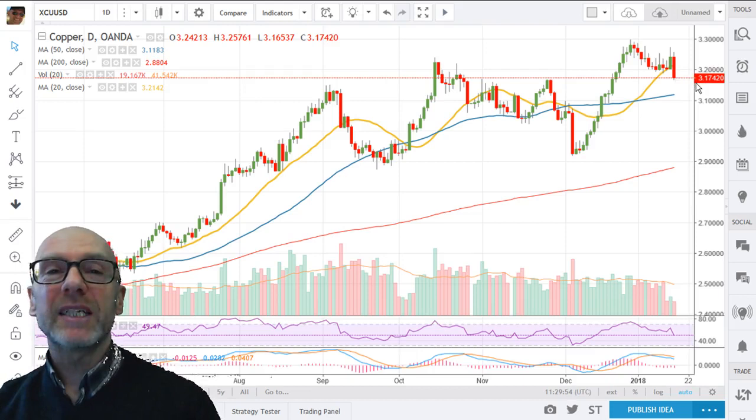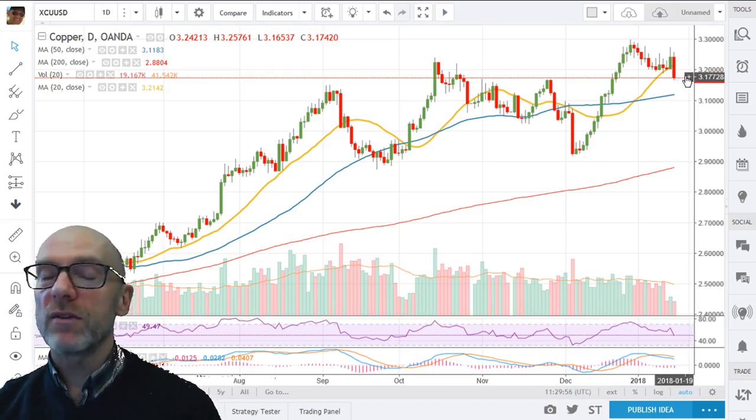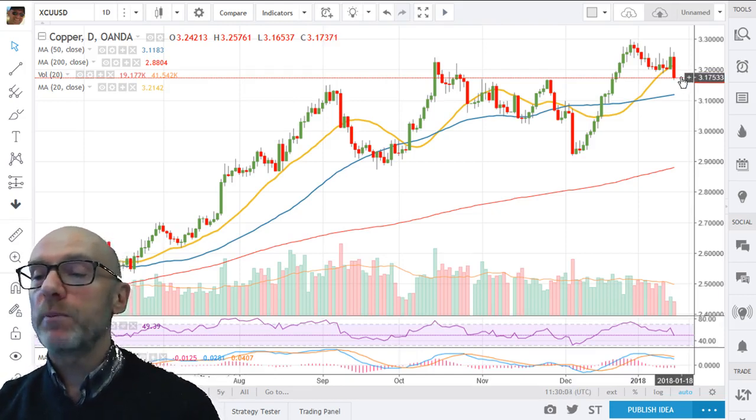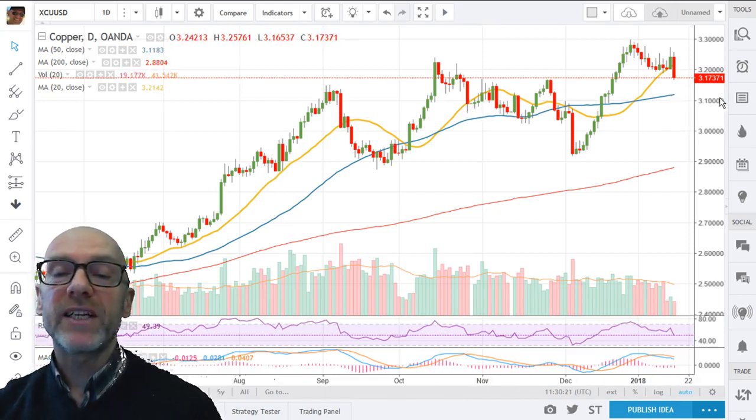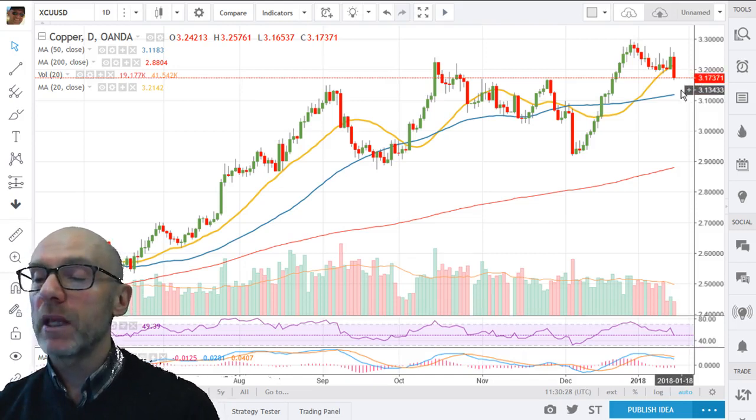Supports, this is where it's quite strange on the copper price, because despite the continual flags, there's actually not many support lines. Really, you're looking here on this daily. The first support comes in around about the 50-day. That would also represent roughly the lows that we saw in October. But that 50-day doesn't come into play until 3.1183. So quite a way below the market.